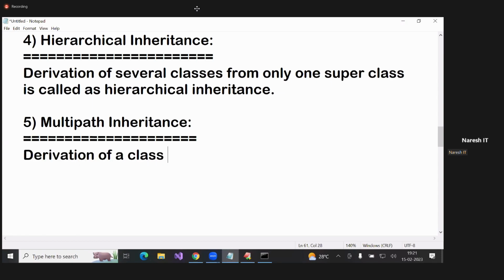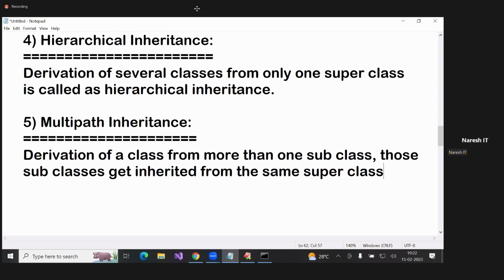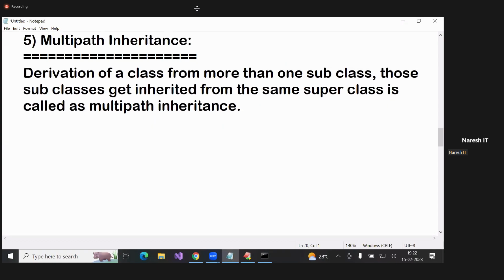Derivation of a class from more than one subclass, comma, those subclasses get inherited from the same superclass, is called multi-path inheritance.